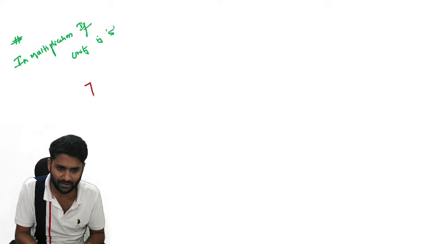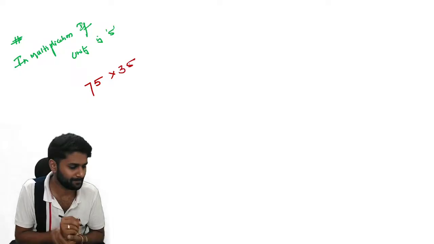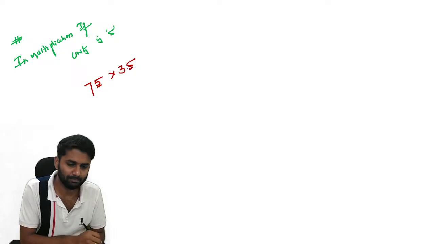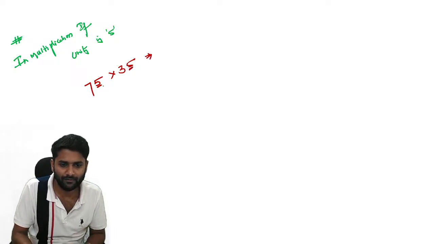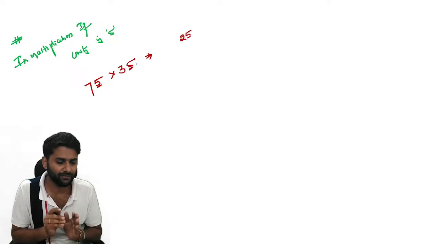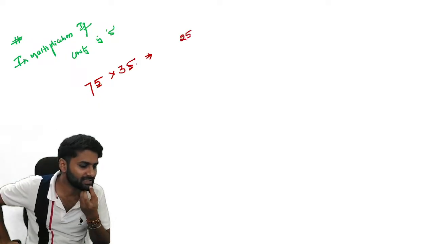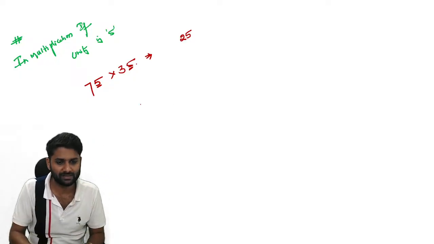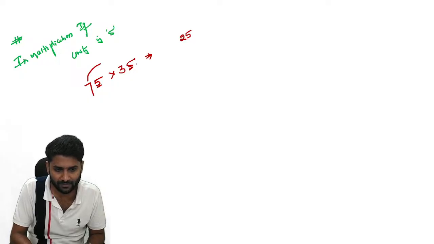Observe carefully. If 75 is multiplied with 35, what is your observation? Here the units place is 5 in both. Now you know that 5 into 5, as I told you in the last session also, is 25. The last two digits are always 25. What about the previous number? Here, first multiply 7 into 3.